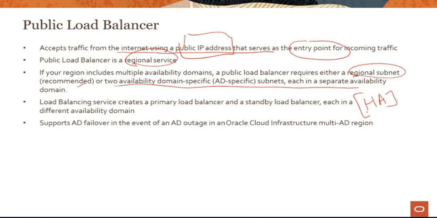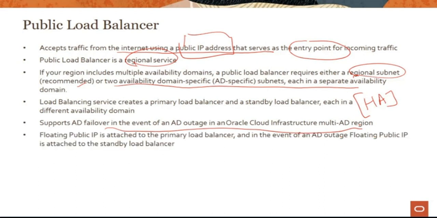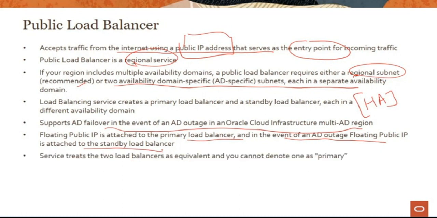And like I said, it supports AD failover. In case you're using a multi-AD region, you have a primary AD, you have one AD, you're using two ADs, the load balancer can fail between the ADs in case of an outage. The way it works is a floating public IP is attached to the primary load balancer, and in the event of an AD outage, the floating IP address gets attached to the secondary load balancer. Let's look into each of these in more detail in the next few slides.